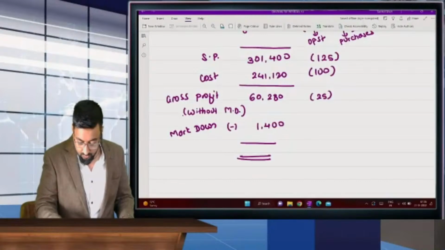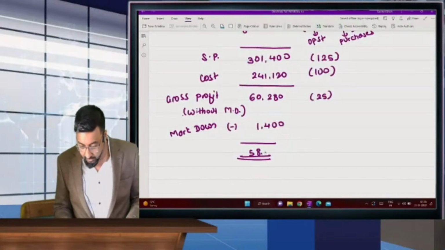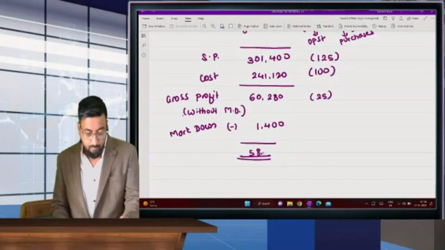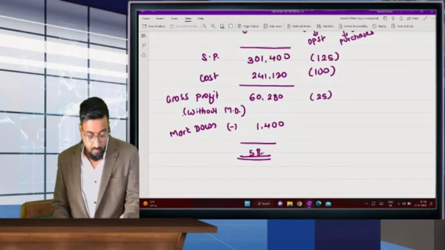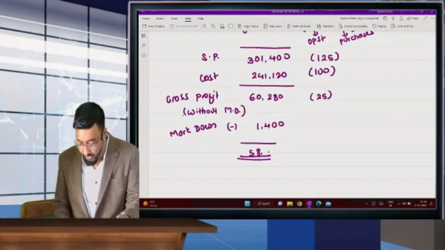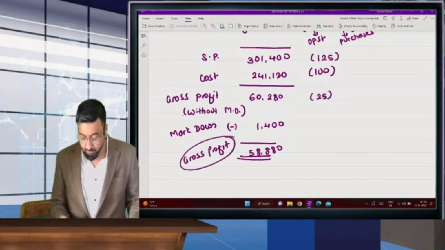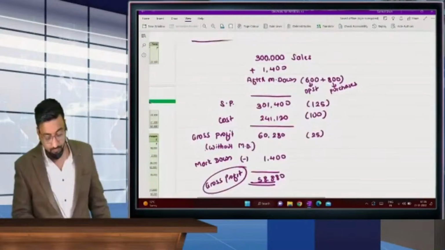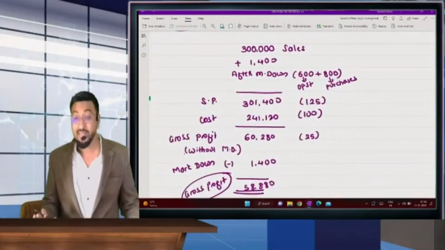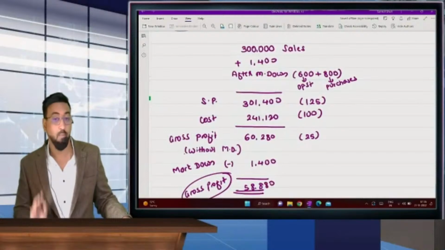60,280 minus 1,400. So the final figure is 58,880, and this is called the final gross profit. Okay, once again, 3 lakhs is my sales amount. Understand this concept very carefully. This is the most important concept.